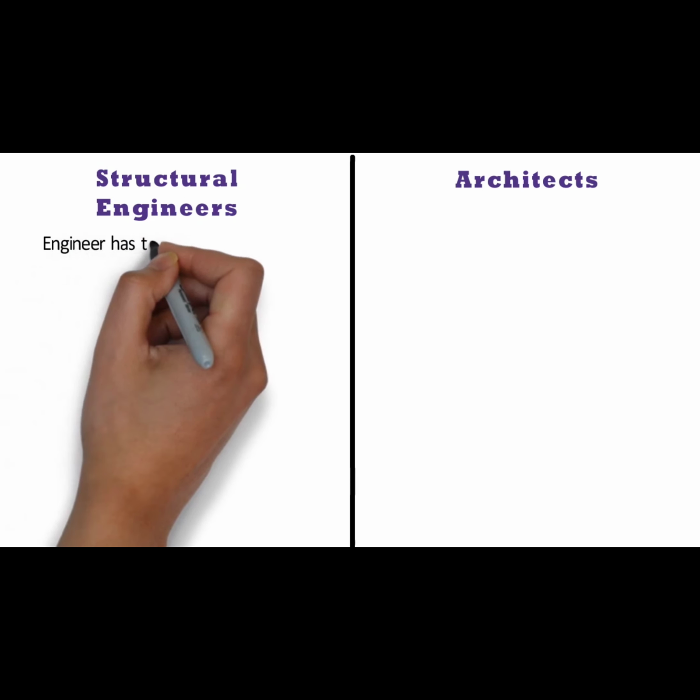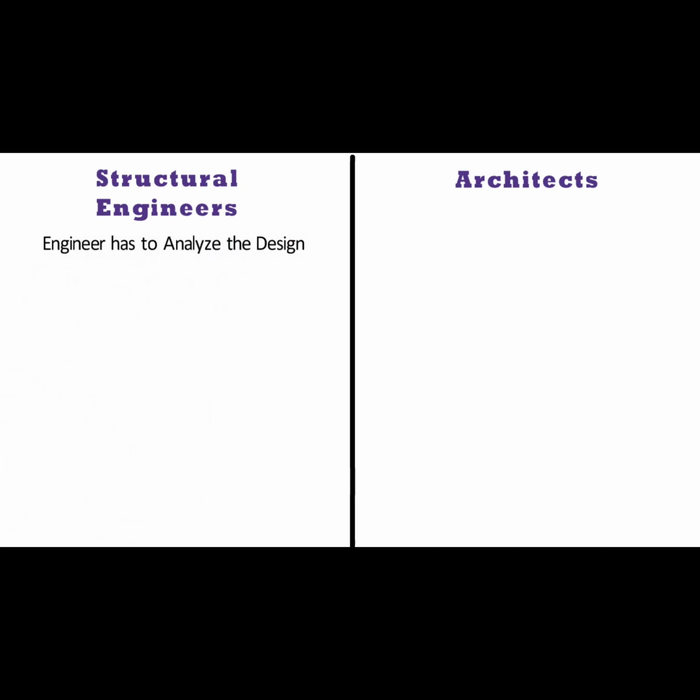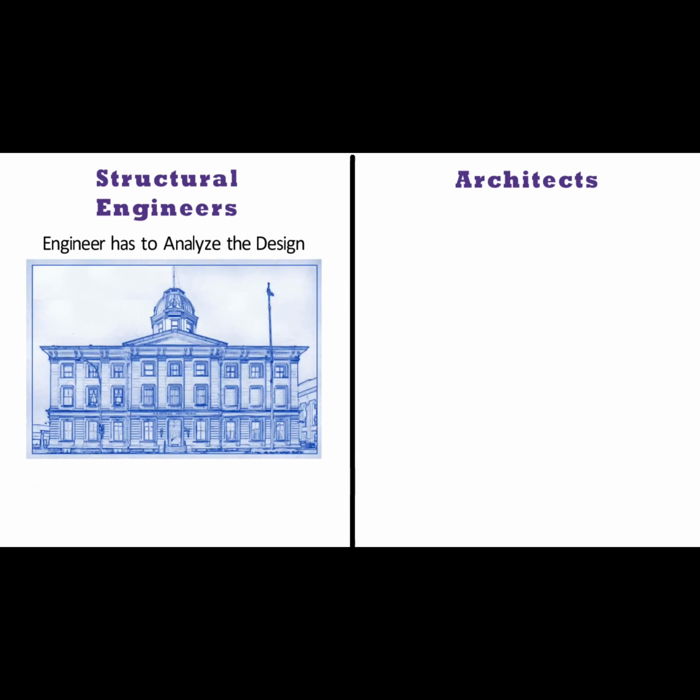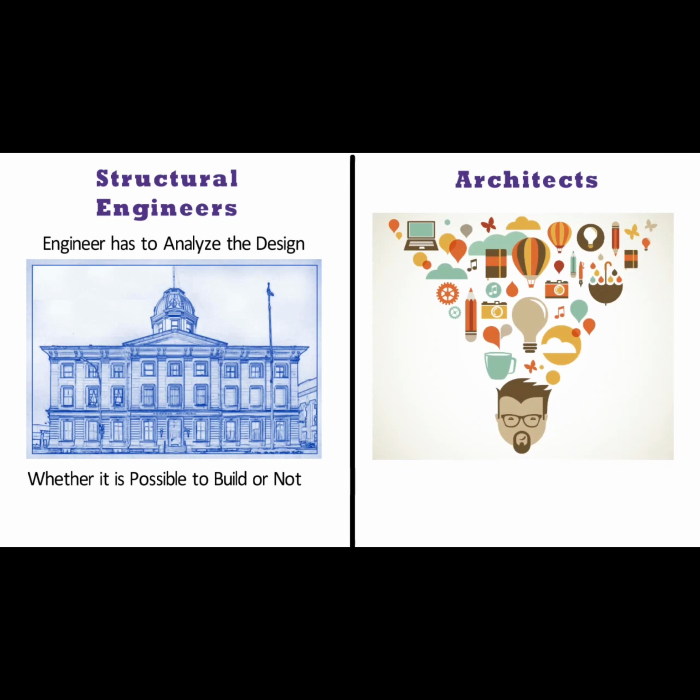Before the engineer can approve the architect's design, the engineer has to analyze the design and select materials that can safely uphold the structure. An engineer takes the blueprint presented by an architect and determines whether it is possible to build or not and what are the best materials to use. In designing any structure, an architect has to plan out his ideas by making a scaled drawing.